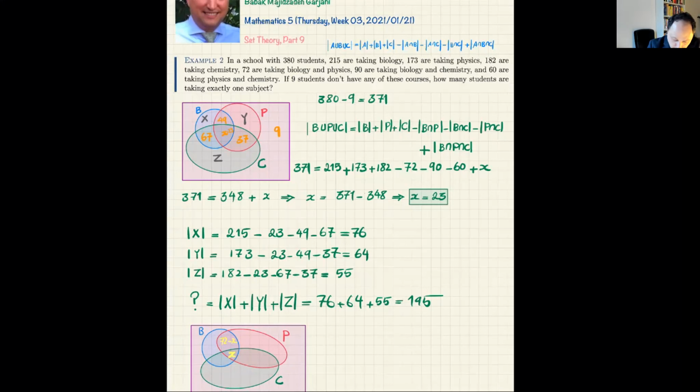Yes, and then again, what is biology and chemistry? Biology and chemistry is 90, and if X of them are here, what is left for this portion is just 90 minus X. And then I go for physics and chemistry. Physics and chemistry is 60. So this becomes 60 minus X because X of them is already there.